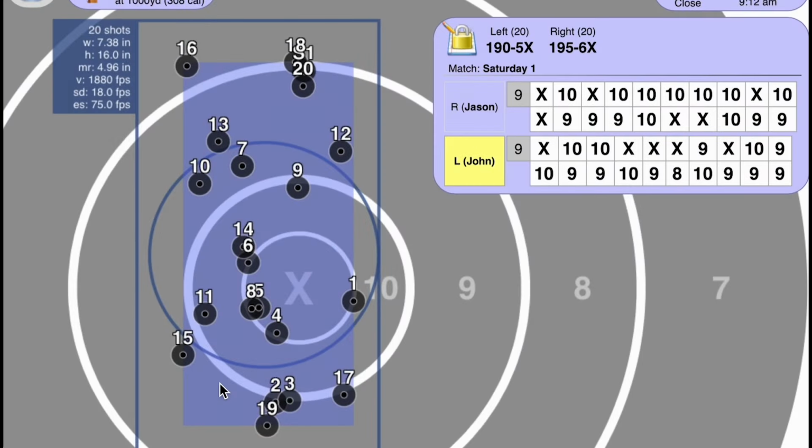This is what we are going to call load number two. And this was quite honestly disastrous. I don't know what happened.